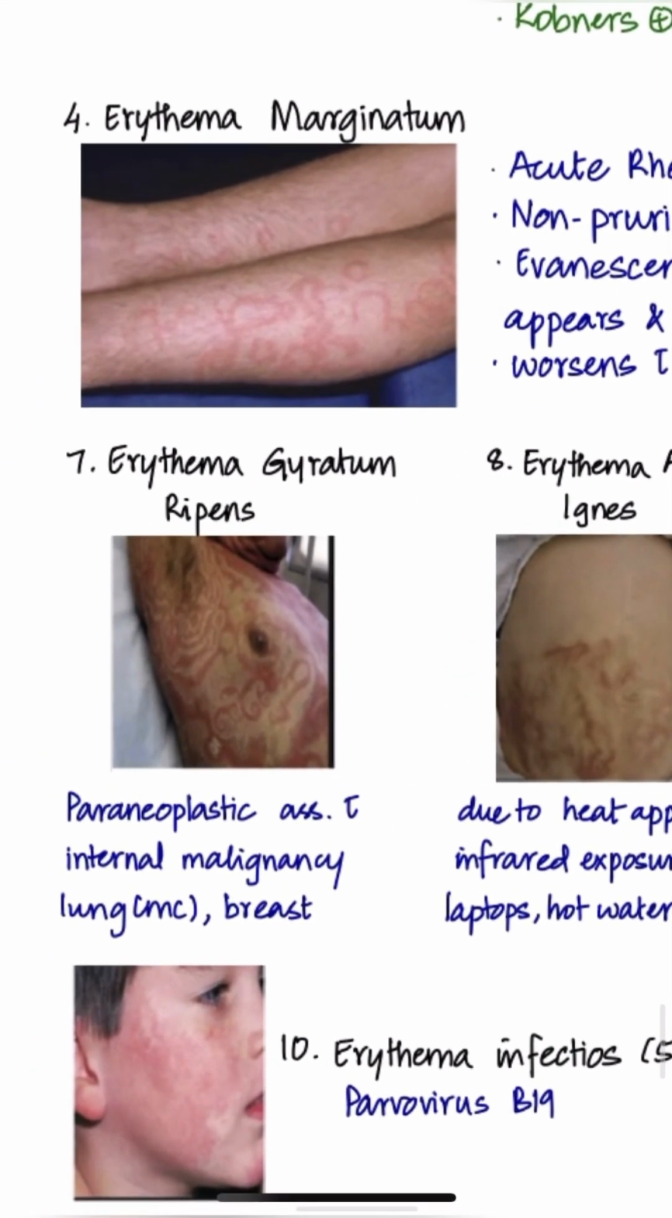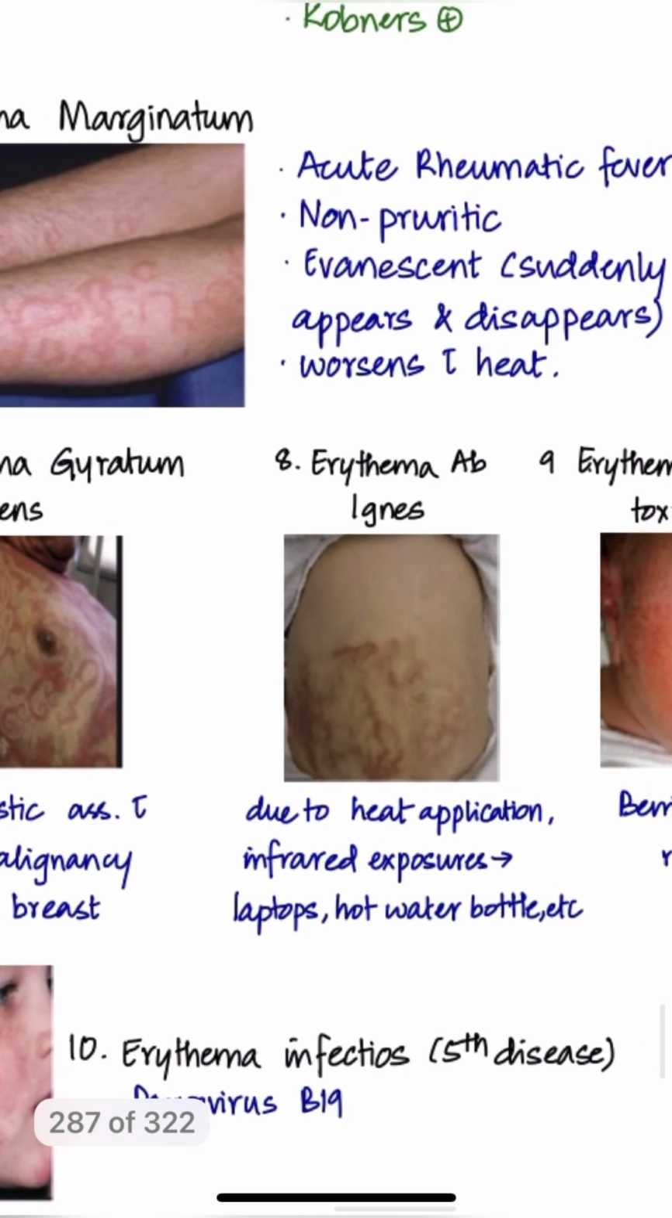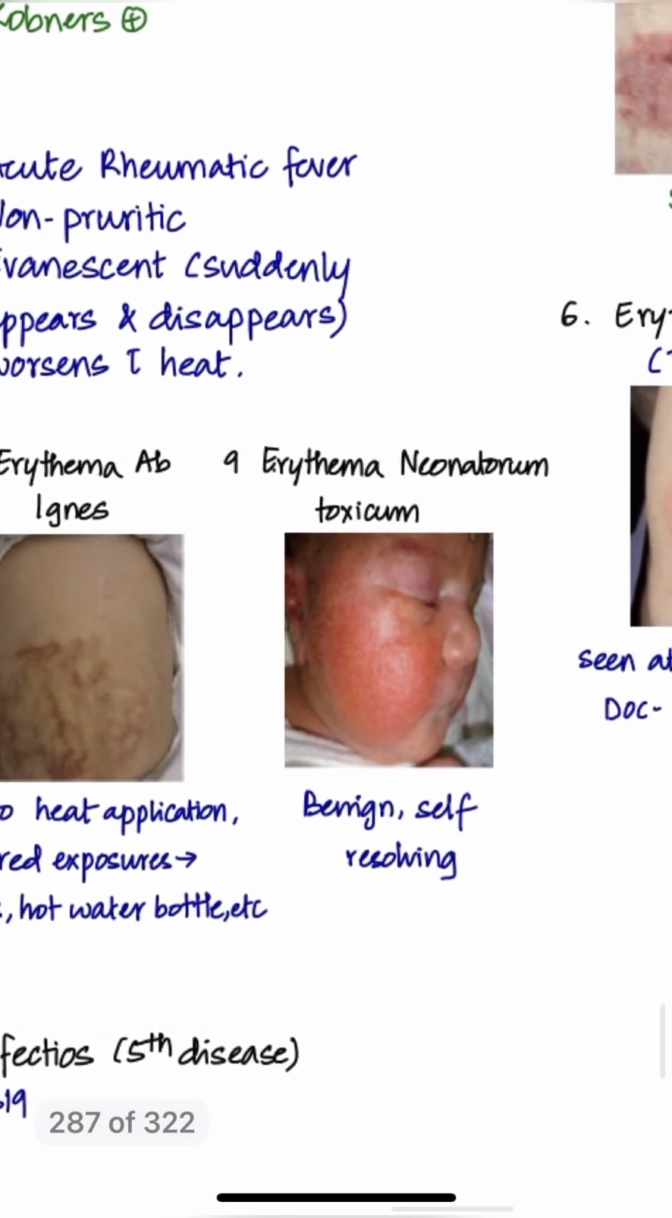Next is erythema gyratum repens. It is a paraneoplastic sign associated with internal malignancy like lung, most common, and breast. Next is erythema ab igne. It is due to heat application like infrared exposure of laptops on our stomach, hot water bottle, etc.